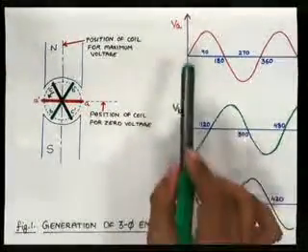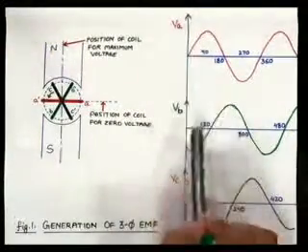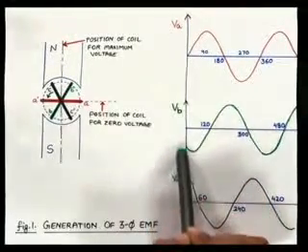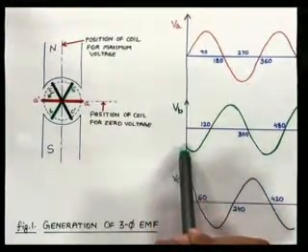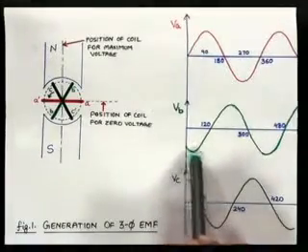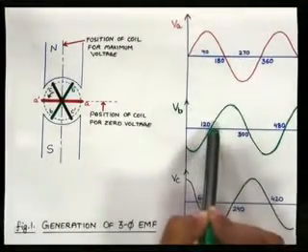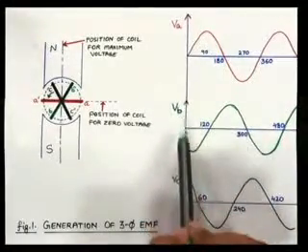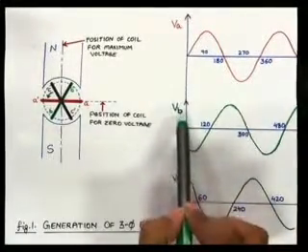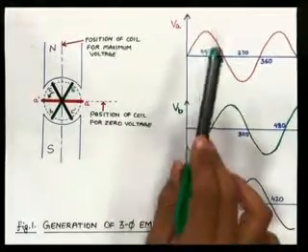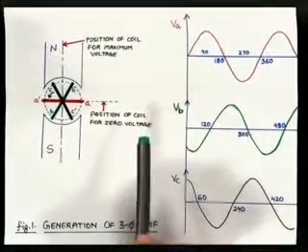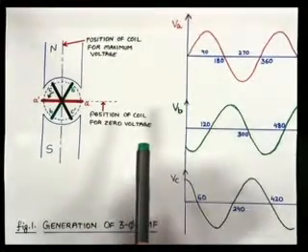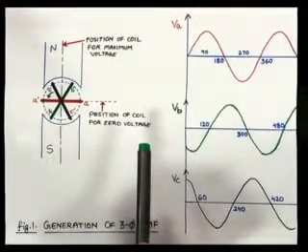So as we can see, right, from this waveform, if we compare, when VA is 0, there is some EMF induced in coil B, but in the negative direction it starts increasing and it comes to 120 degrees. So from this we can say that the voltage that is induced in coil B is lagging behind the voltage that is induced in coil A by 120 degrees. The voltage VB is lagging behind the voltage VA by 120 degrees.